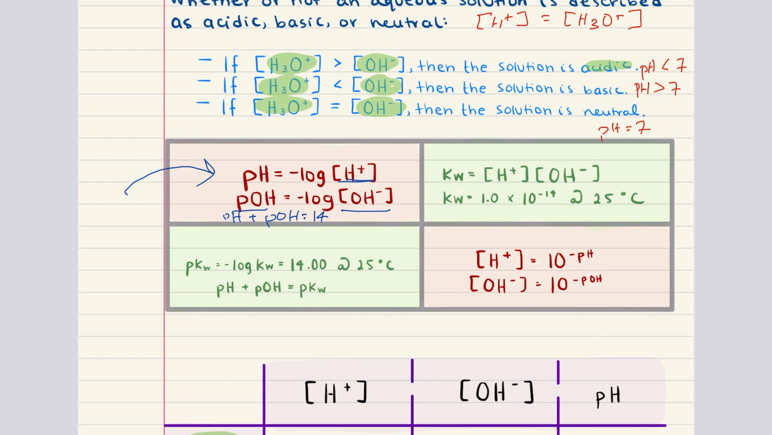In this second box, this shows us the water dissociation constant, which is the equilibrium constant for the autoionization of water. This is just going to be the hydrogen ion concentration multiplied by the hydroxide ion concentration, and that's equal to 10 to the minus 14 at 25 degrees Celsius.